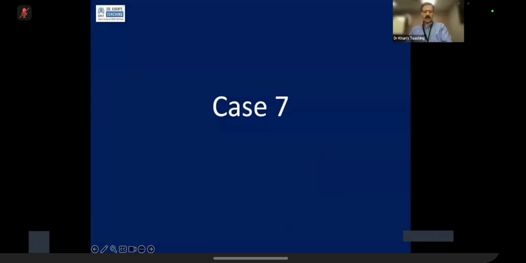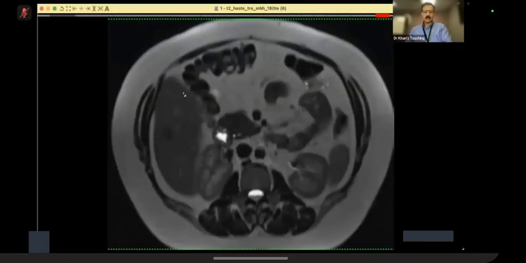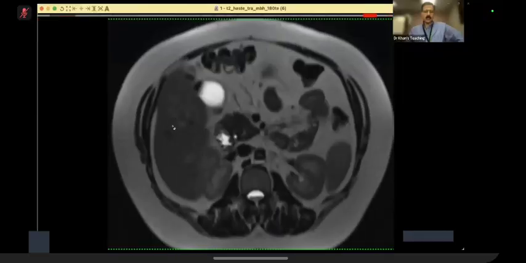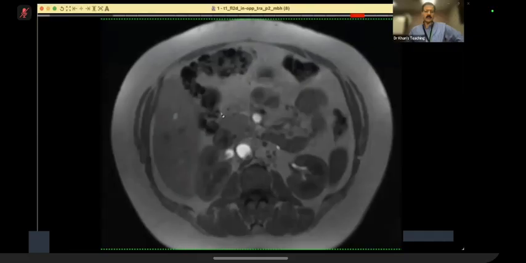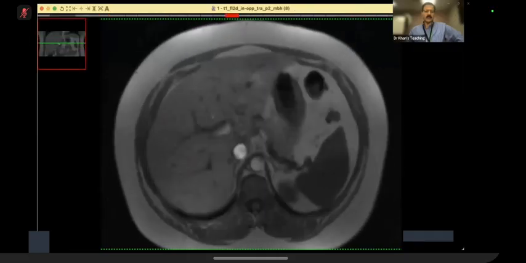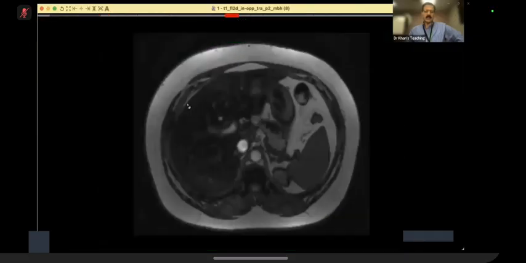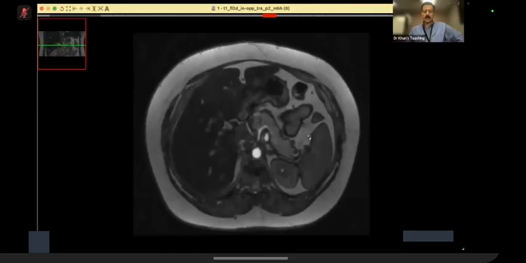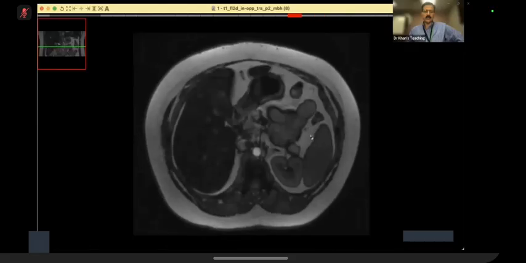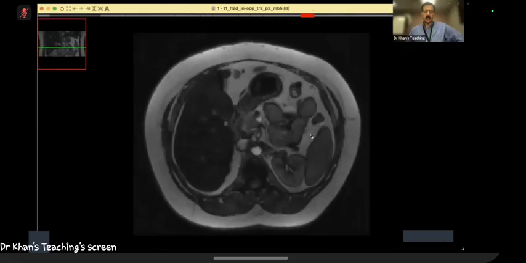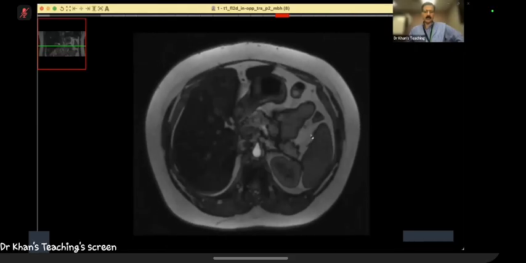So, coming back to our case, this lesion was low signal on T2-weighted sequence. Then we have this, which is an in phase, and this is an opposed phase. Opposed phase, you have to develop your eyes. The examiner is not going to tell you this is an opposed phase. You have to pick it up. How will you pick it up?